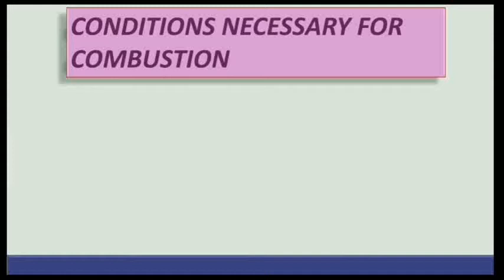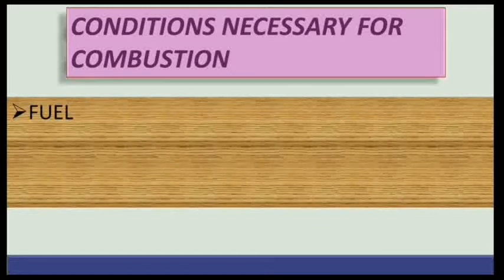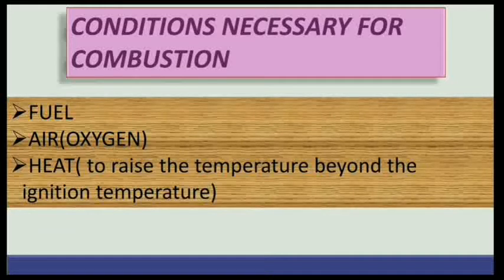Conditions necessary for combustion. For combustion, there are some conditions which are necessary. First, fuel, presence of combustible substances. Second, supply of air or oxygen, because without oxygen this chemical process cannot take place. Third, heat, to raise the temperature beyond the ignition temperature. So if any one of these conditions is missing, then definitely combustion cannot take place. So these are very essential and important conditions.